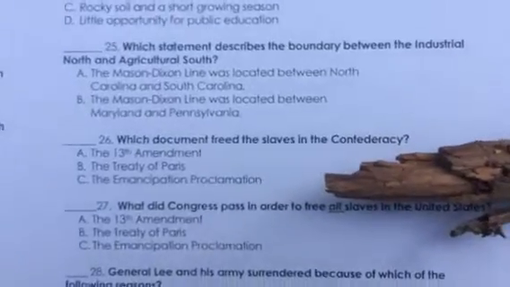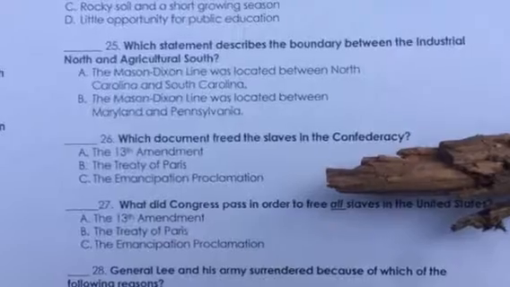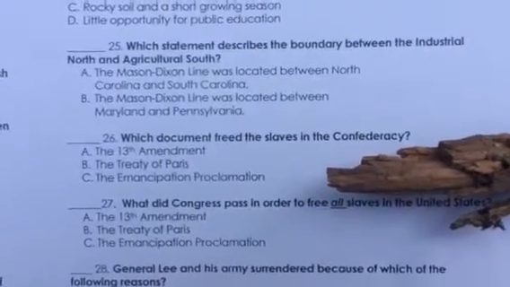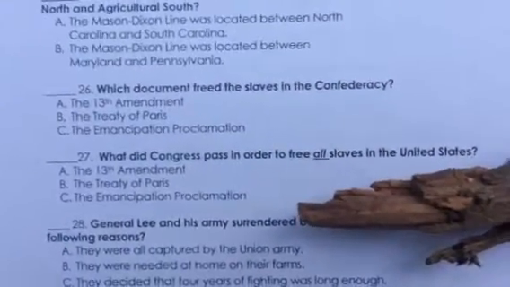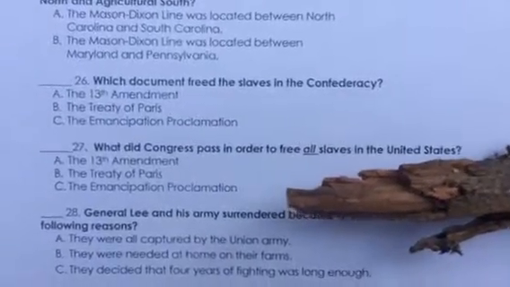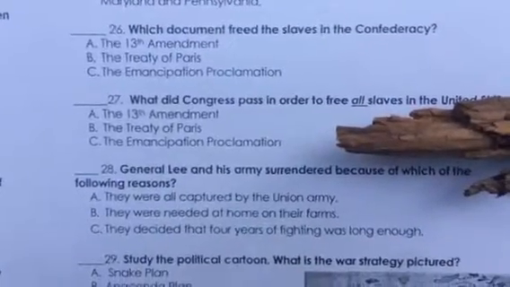26. Which document freed the slaves in the Confederacy? A. The 13th Amendment. B. The Treaty of Paris. C. The Emancipation Proclamation. 27. What did Congress pass in order to free all slaves in the United States? A. The 13th Amendment. B. The Treaty of Paris. C. The Emancipation Proclamation.